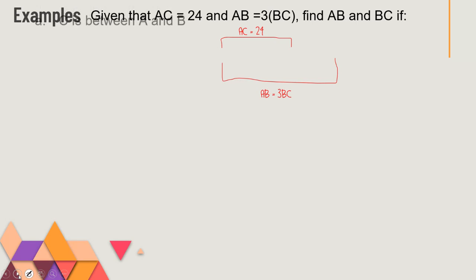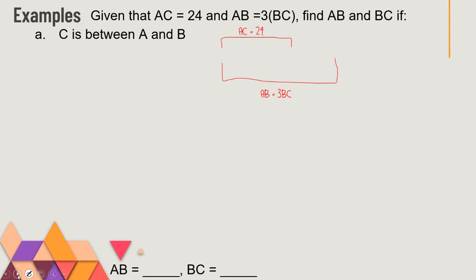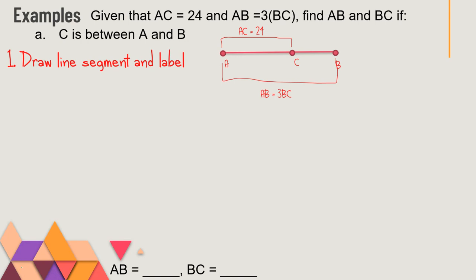All right, same information, except for now we've changed it, and C is between A and B. Where is my line and points? There they are. All right. Draw your line segment and label. So now AC is still 24, but it's not the full distance. And AB is still 3 times our BC, but now that's our total distance. So again, this is why labeling and drawing is very important.